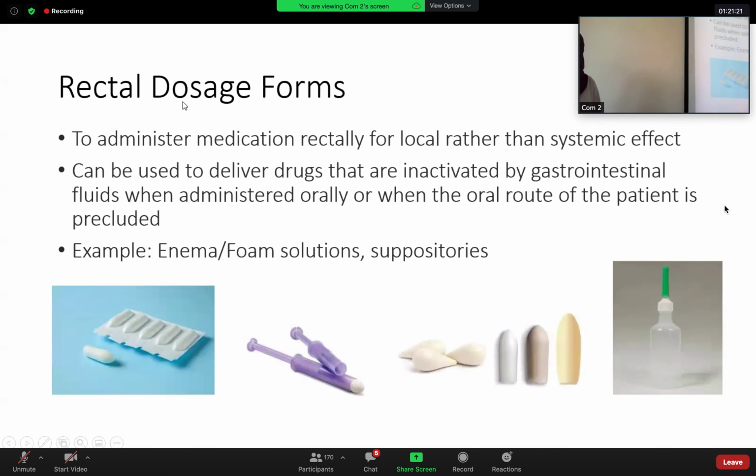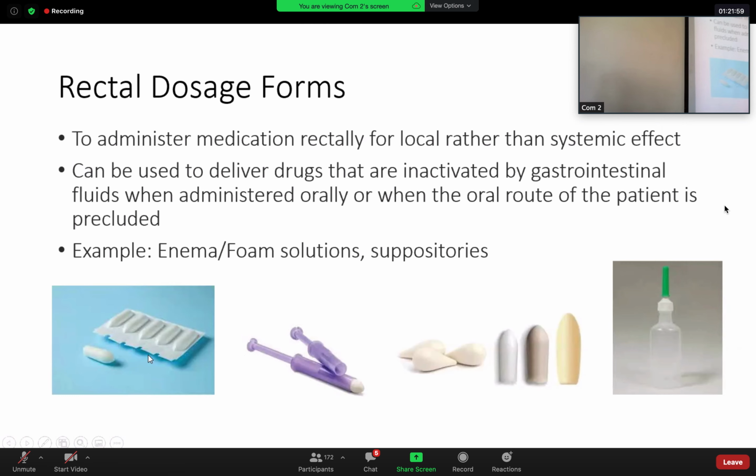Back to the rectal formulation, these medications are administered rectally for a local rather than systemic effect most of the time. They can be degraded and inactivated by the gastrointestinal fluid when administered orally. So in order to skip that route, it's administered as a rectal dosage form. They come in the form of enemas, foam solutions, and suppositories.